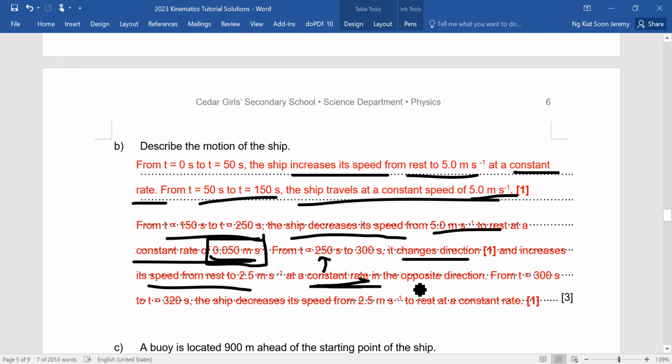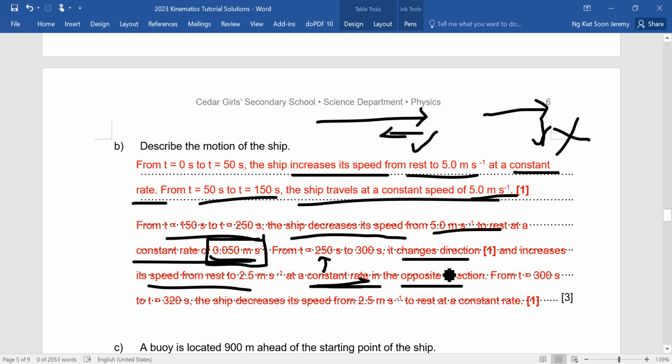So maybe we are overkilling. We already say change direction, but to be very clear, a better response is in the opposite direction, because remember I told you that for a graph you can only move in this direction and then you can move back. So change direction is a bit vague. Is this also change direction? But this is obviously wrong. What I really want to express is opposite direction, so I would say this is a better term to use. So from t equals 300 to 320, the ship decreases its speed from 2.5 to rest at a constant rate, and this one is still in the opposite direction.